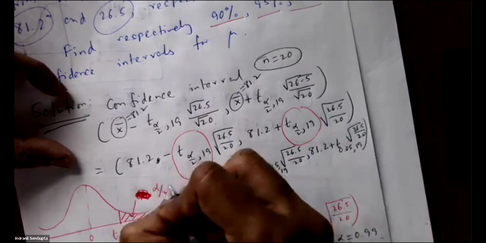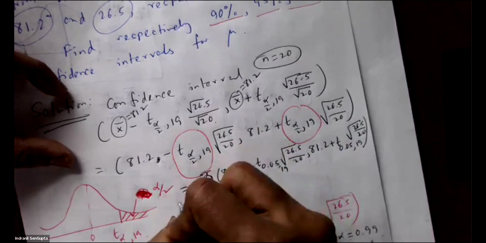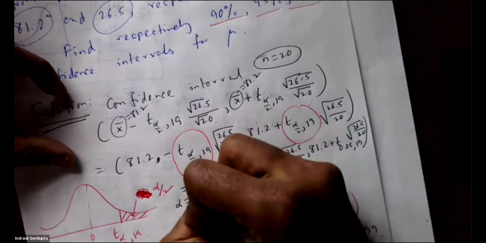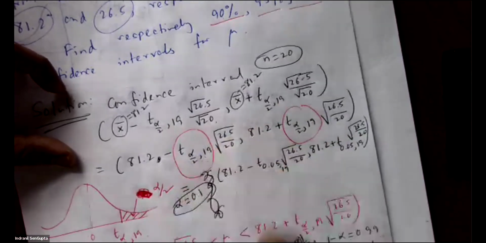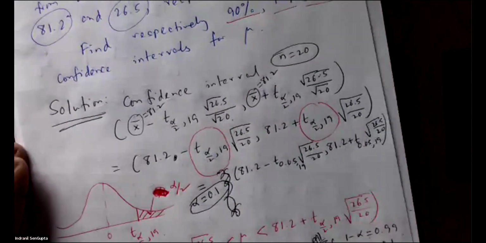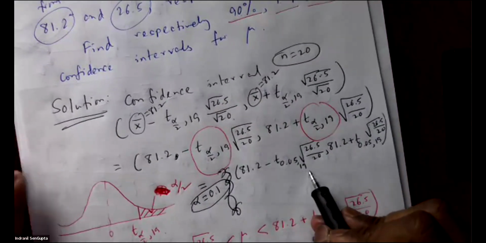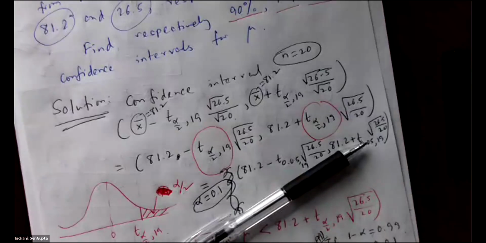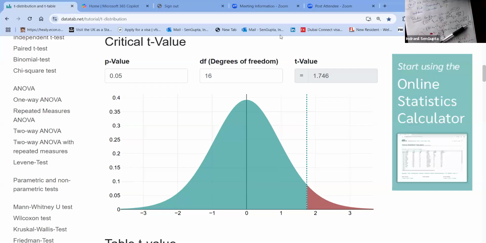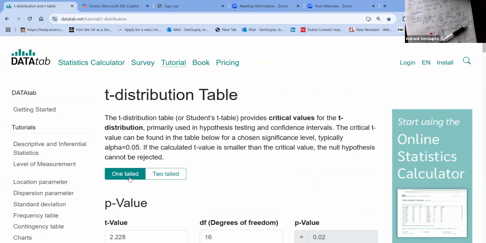Okay. Let's focus on one case at a time. So the alpha equals 0.1 case. How do I find this number? t of 0.05 comma 19. Well, once again, let's go back to the table. What we do is we go to one-tailed.